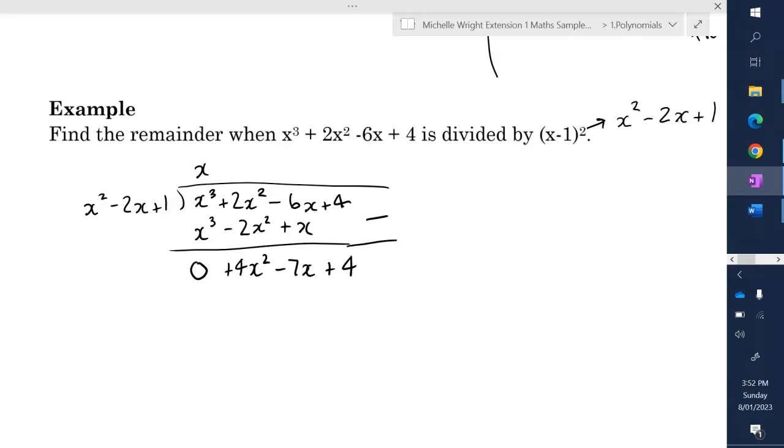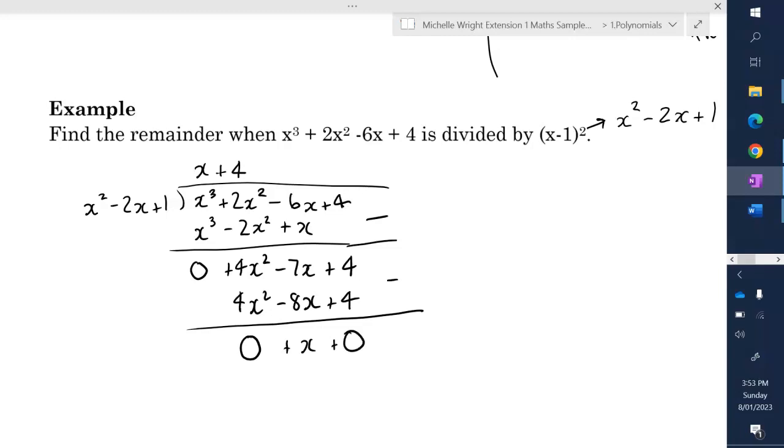Okay, now we're having a look at this polynomial and our divisor. So x squared goes into 4x squared 4 times. Now we multiply it through by the 4. 4 times x squared is 4x squared. 4 times minus 2x is minus 8x. And 4 times 1 is 4. We're going to subtract each of those terms. 4x squared minus 4x squared is 0, so that's good. Minus 7x minus minus 8x is minus 7x plus 8x, which is plus 1x. And 4 minus 4 is 0. So in this case, the remainder is going to be 1x.